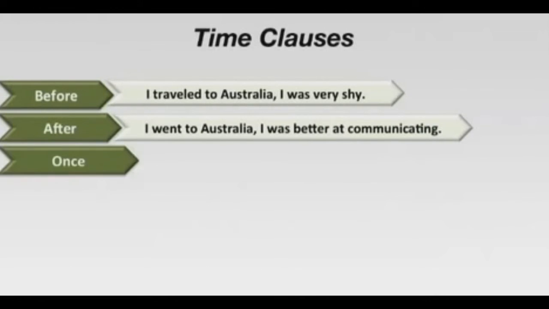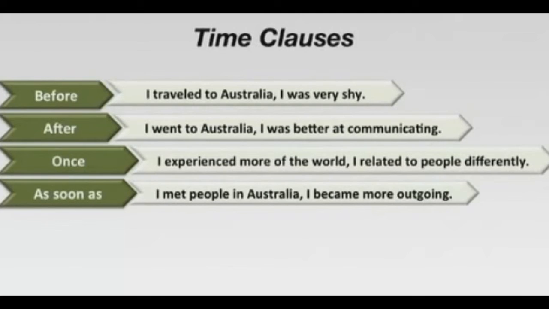Once and as soon as are also subordinating conjunctions. They are used when one event happens and another event happens soon afterwards. Once I experienced more of the world, I related to people differently. As soon as I met people in Australia, I became more outgoing.